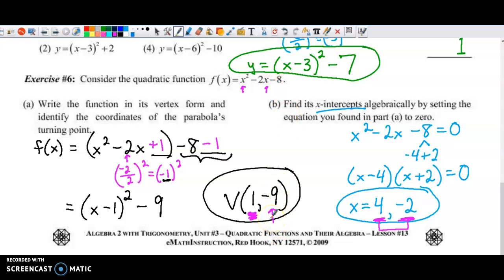So there are a lot of ways that you can find the vertex. And now you're ready for the homework.